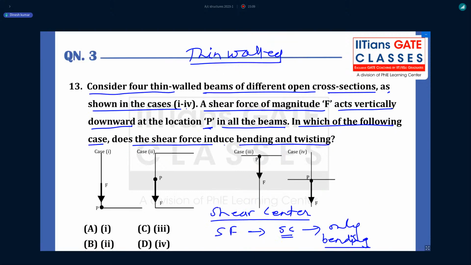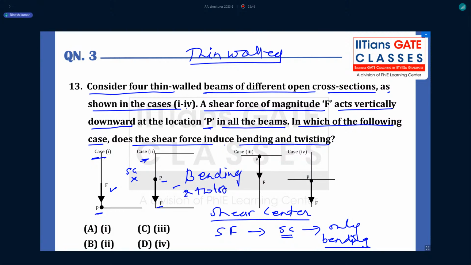Okay, now look at the options given. The first case is L. For L, we know P is the shear center, and this vertical load F passes through point P, so it will not create any twist in this case. Now look at case 2. Case 2 is a channel section, and for a channel section the shear center is somewhere here. So this P is not the shear center, and when the load passes through P, it will create both bending and twist.